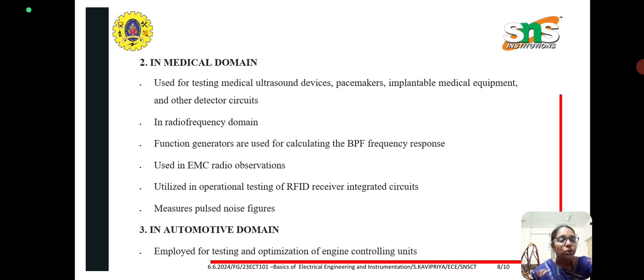And also it is used in the radio frequency domain, for calculating band pass filter frequency responses. It is used in EMC radio observations. It is used in operational testing of RFID receiver integrated circuits. It also measures pulse noise figures. In the automotive domain, it is employed for testing and optimization of engine control units.